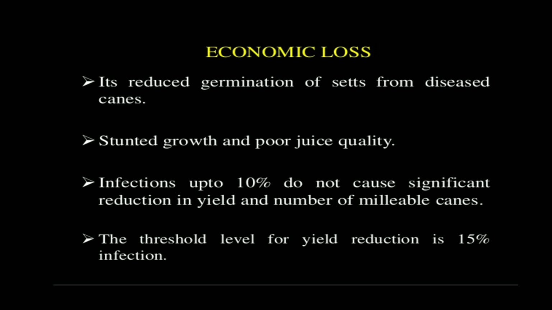Infections up to 10% do not cause significant reduction in yield and the number of millable canes. But if the disease becomes severe, means the infection spreads rapidly and goes above 10%, then there will be a large reduction in the yield. The threshold level for yield reduction is near about 15% infection. So if there is 15% infection or more than that, then there will be a threshold level of yield reduction of sugarcane.